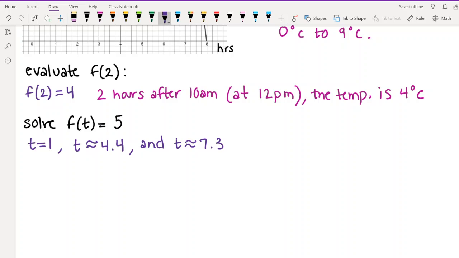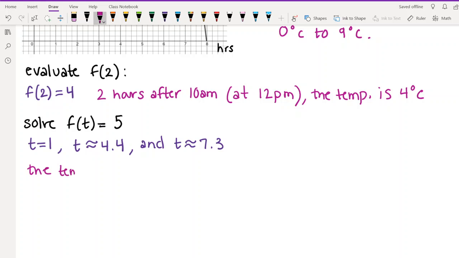Okay, so what is this telling us in terms of this temperature situation? Well, in the previous one, we were given the time, right? And our answer was the temperature. And so this one's the opposite. This time we were given the temperature, so our answers refer to the time, right? So that tells us that there were 3 different times where the temperature reached 5 degrees Celsius.